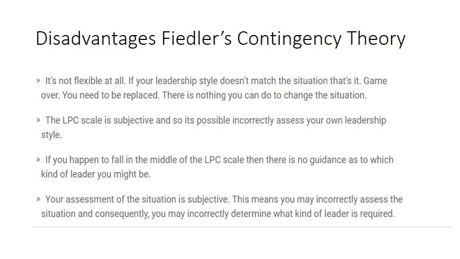The last point is that your assessment of the situation is subjective. This means you may incorrectly assess the situation. Consequently, you may incorrectly determine what kind of leader is required. The situation you identified is also subjective. If you correctly assess it, then no problem. If you incorrectly assess the situation, then everything is going to be a loss.